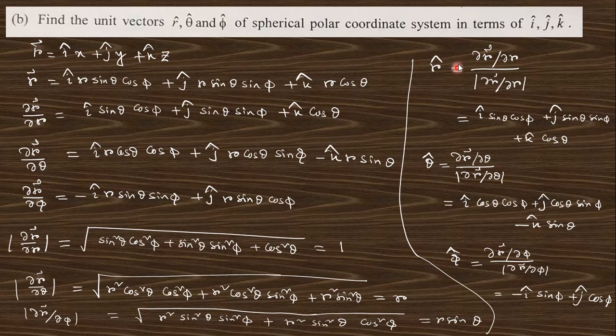So r cap, the unit vector along r, is del r vector by del r divided by the modulus of del r vector by del r. So del r vector by del r is this, and the modulus of del r vector is 1, so you will get this solution. Theta cap is del r vector by del theta divided by its modulus, which is like that, and phi cap is del r vector by del phi divided by its modulus, so phi cap will be minus i cap sin phi plus j cap cos phi. Clear? Go to the next question.